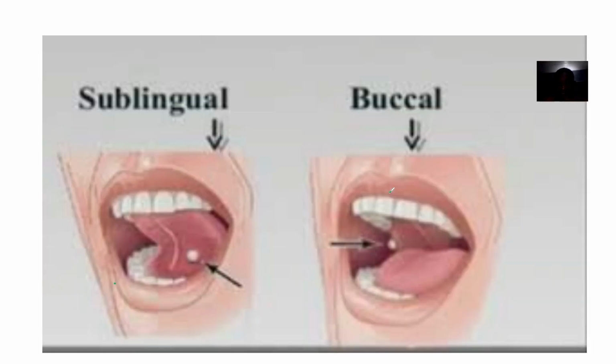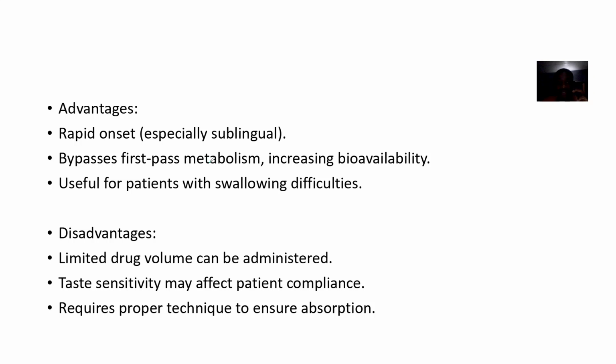So what are the advantages of using these two routes of drug administration? Of course, they absorb faster, so the onset of action is faster, especially the sublingual. You are not taking it to the stomach, and it's not passing through the liver, so you are dodging the first pass effect. That's why they say bypass. It's useful for patients that have problems with swallowing, or problems with their GI tract, finding alternatives.